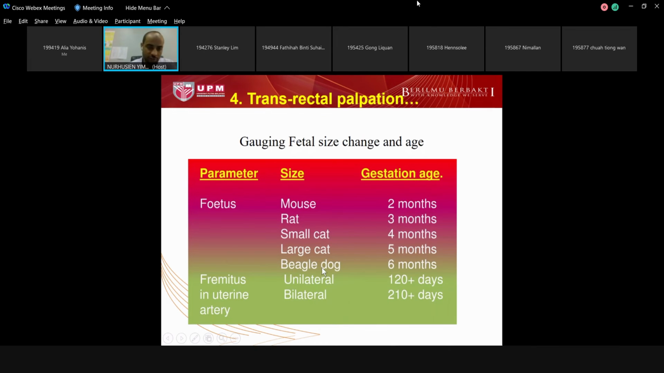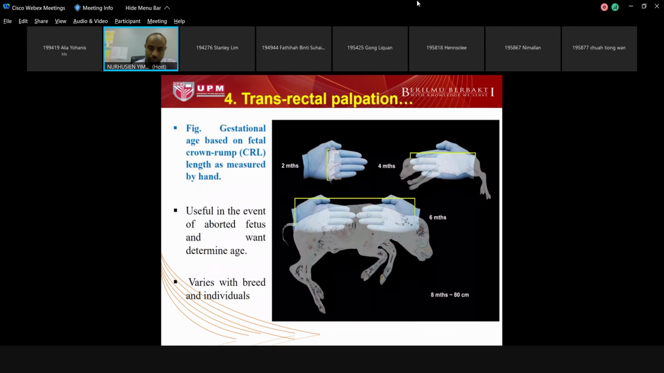And then later on, you will have some additional parameters of pregnancy features that you can appreciate, which include the thrill or fremitus of the middle uterine artery. And this is another layman kind of way of estimating the stage of pregnancy.